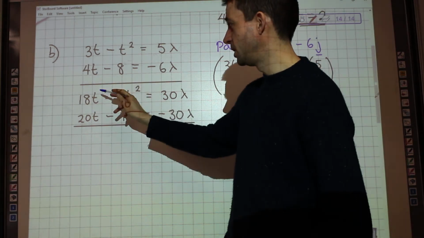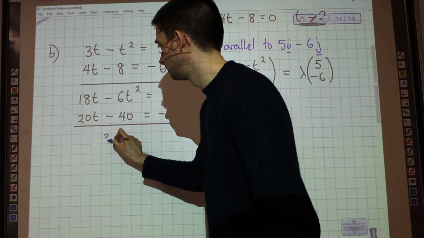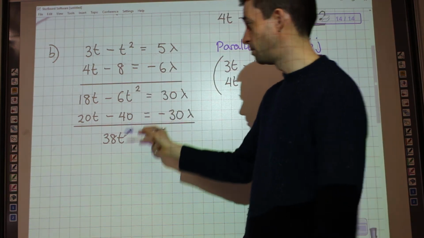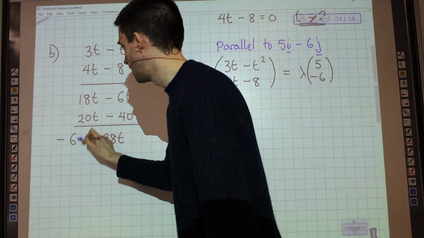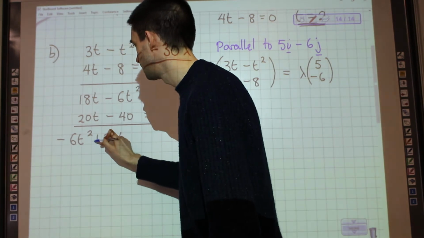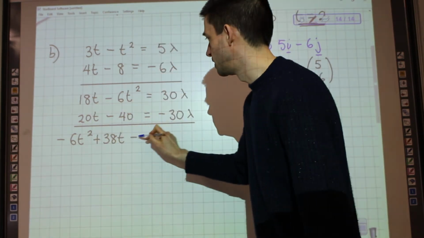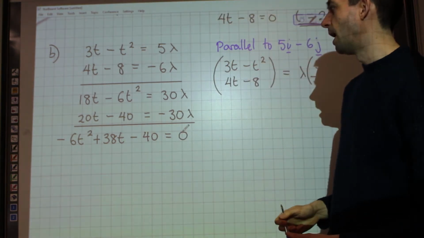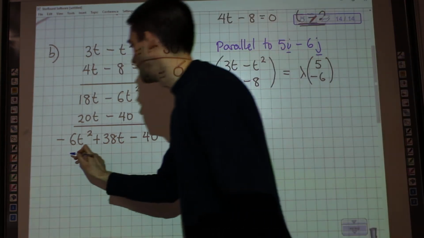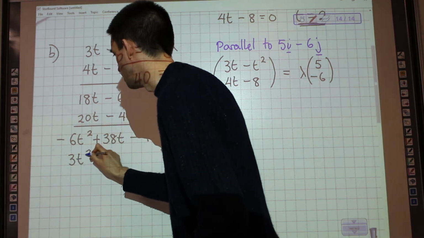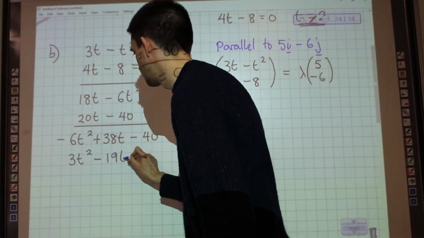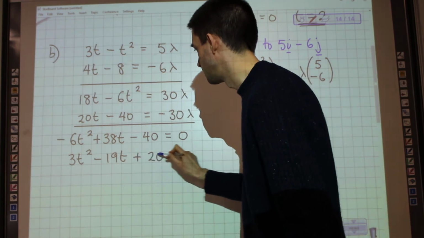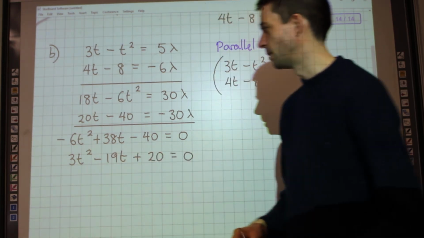If you add those two together, you're going to get 38t minus 6t squared, plus no other t squared part, so it's just negative 6t squared, adding negative 40, so negative 40 equals 0. What you can do at this stage is divide through by 2, change all the signs to get 3t squared minus 19t plus 20 equals 0.